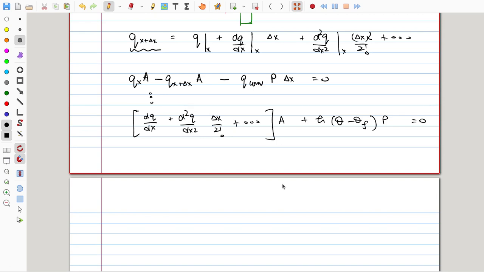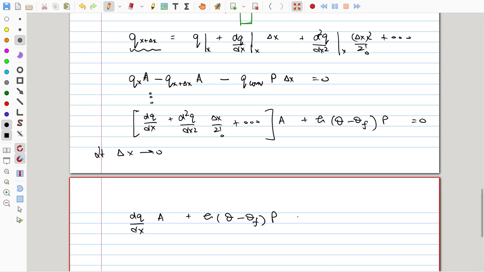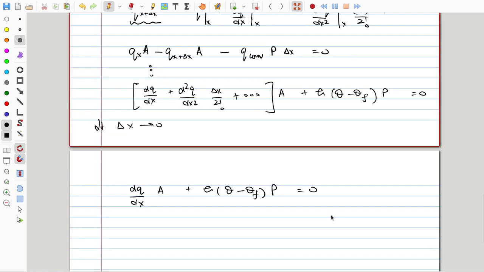So, for now we are modeling the problem, so we will model it for a continuous situation where delta x will tend to 0 to get the model equation. So, in the limit delta x tends to 0, what we get is dq by dx times A. Okay, so this is our model equation. Now, q again can be written using Fourier's law in terms of temperature theta, and that was minus k times d theta by dx.